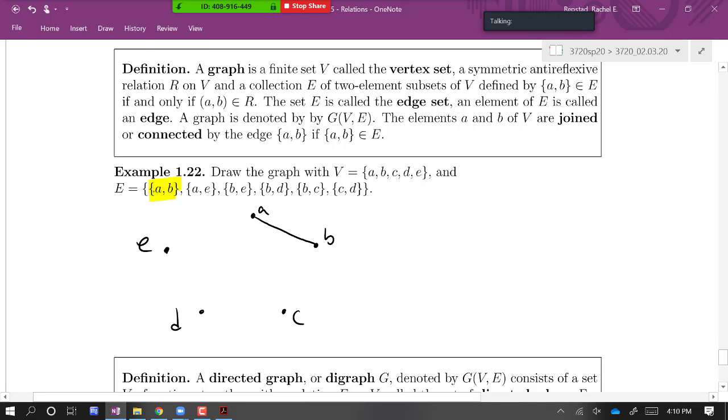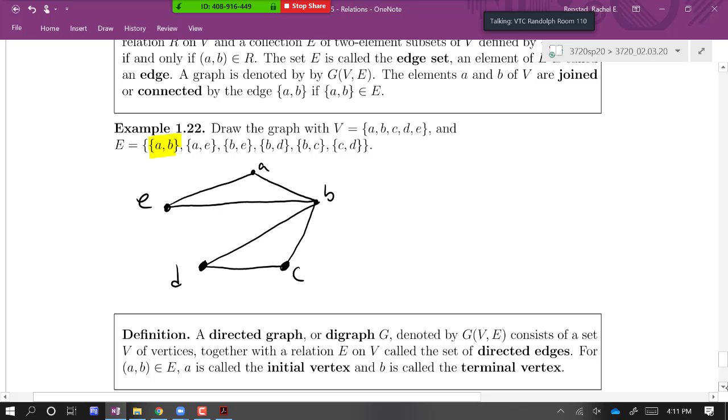So let's finish this graph. So we have the edge AB, we have the edge AE, we have the edge BE, BD, BC, CD. So there's a symmetric anti-reflexive relation, a way to visualize it. So that's basically what a graph is. You have vertices and edges connecting some of those vertices.